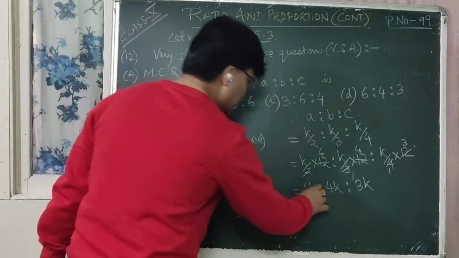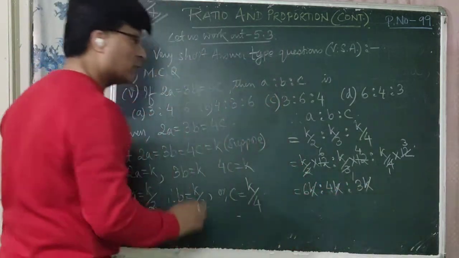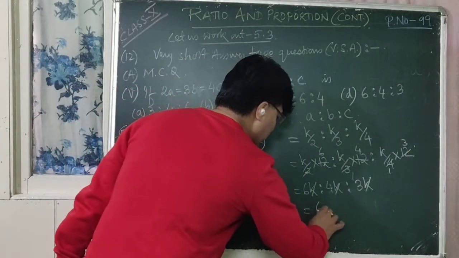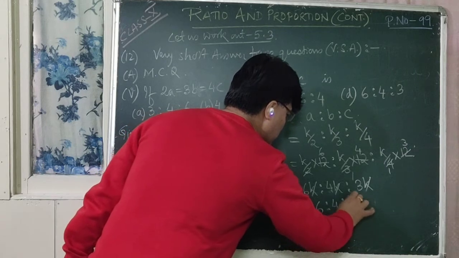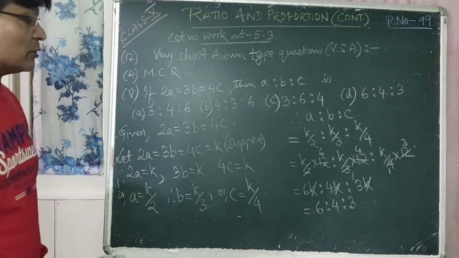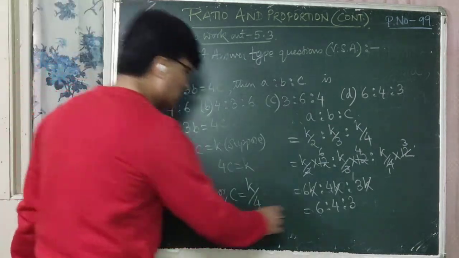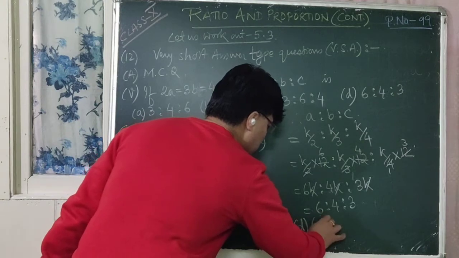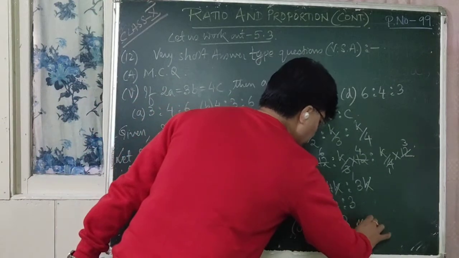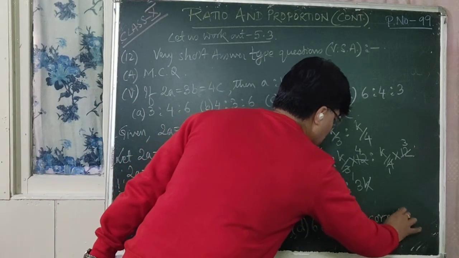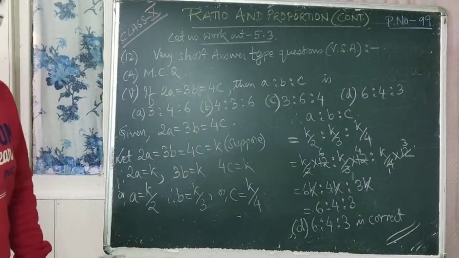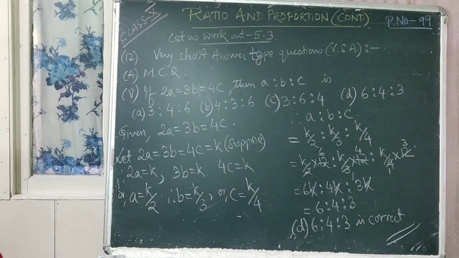Again, this is a ratio, so you can cancel the common terms. k is common for all these numbers, so you can cancel it. The final answer is 6 is to 4 is to 3. Is that clear now? Option D is the correct option, 6 is to 4 is to 3. So you can copy it. We'll do the next question now.